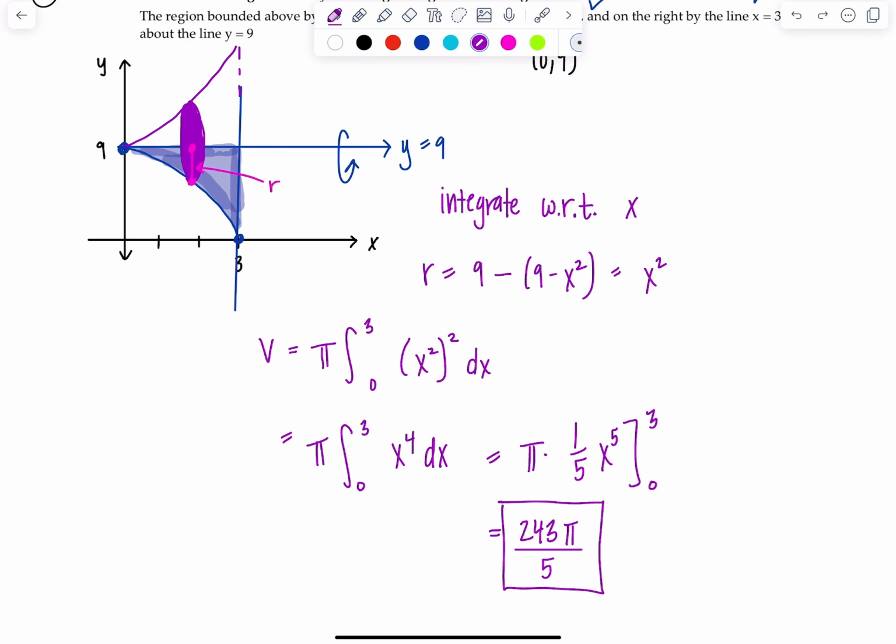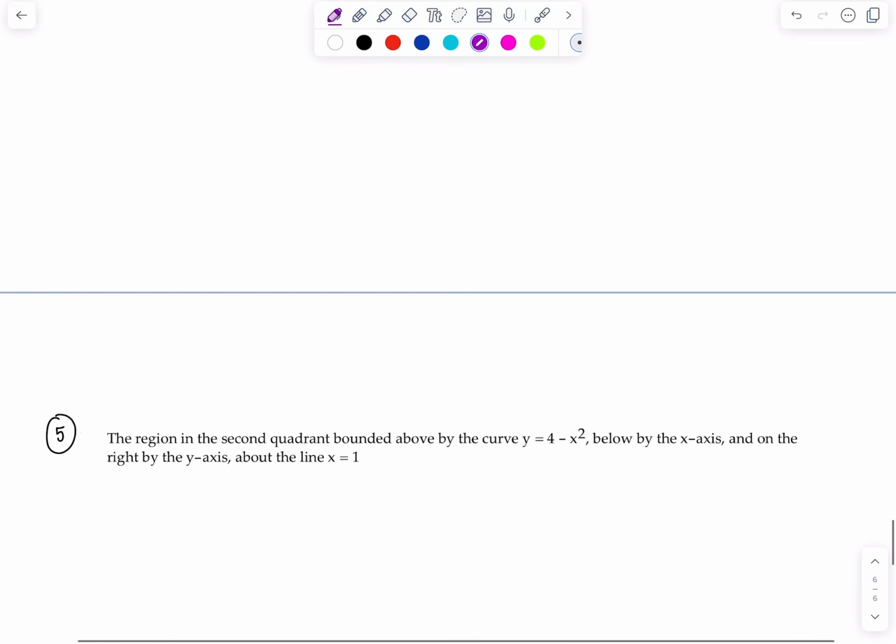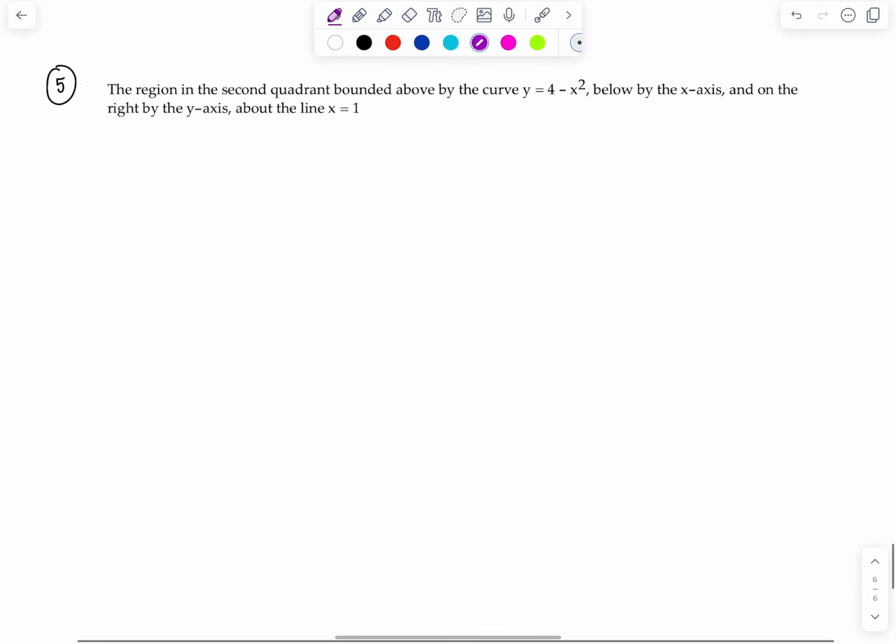Okay, let's continue. Are you ready? Very good. Here we have perhaps the spiciest one of all, the grand finale. The region in the second quadrant, bounded above by the curve y equals 4 minus x squared, below by the x-axis, and on the right by the y-axis. And we're spinning it about the line x equals 1.